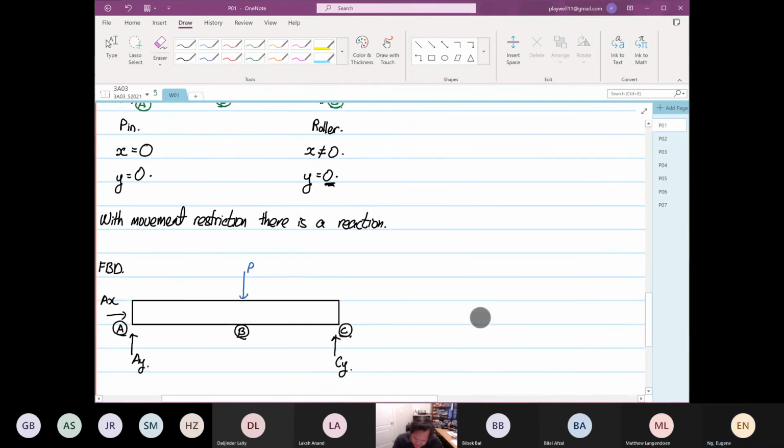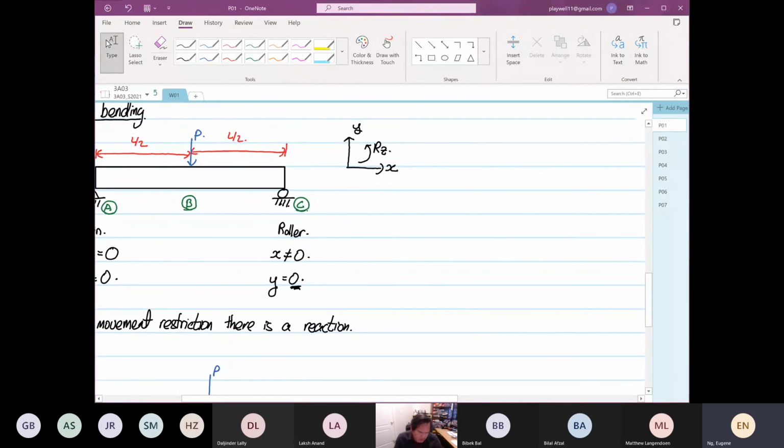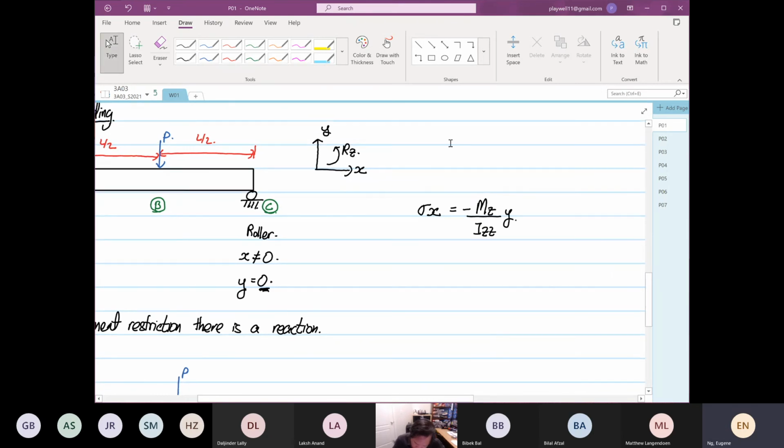Now this topic that we're talking about is bending moment. I'm going to write down the general formula for you. Stress X is equal to minus Mz over Izz multiplied by Y. This is one of the formulas that we're going to use for bending moment, where stress X, in the X direction, is equal to minus Mz over Izz multiplied by Y. Some of you will ask me, Eugene, what is stress X?